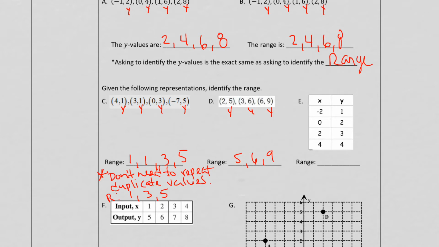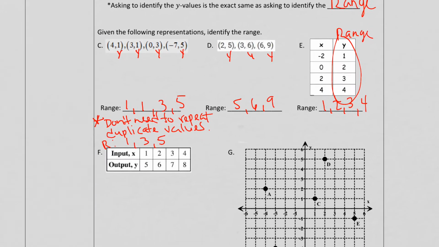On domain, we're looking at our x values. Now we're just doing range. If we are using a table, we're looking at the second part, this part. This is perfectly in order, so we go from smallest to biggest: 1, 2, 3, and 4. So again, the y value is your range. We're looking at the range.